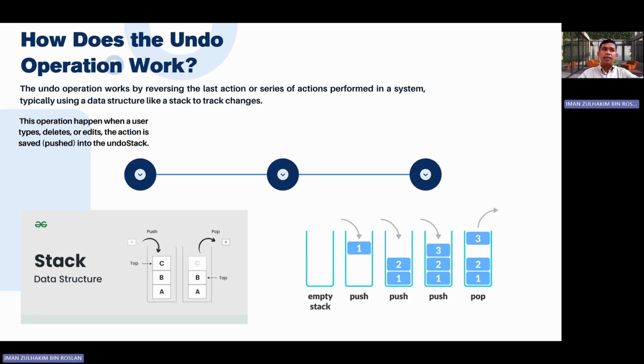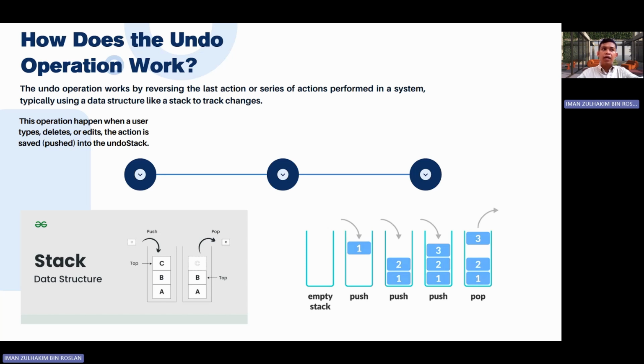When you press the undo button, the system pops the top action from the undo stack and applies the reverse action. If you inserted A, it will delete A. Then the system pushes the action onto a second stack, the redo stack, in case you want to redo it later. This method ensures we don't lose data and every action can be cleanly reversed and redone.